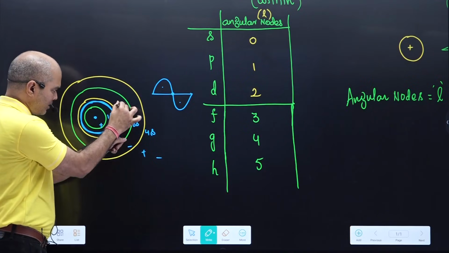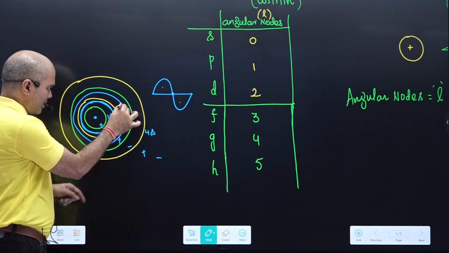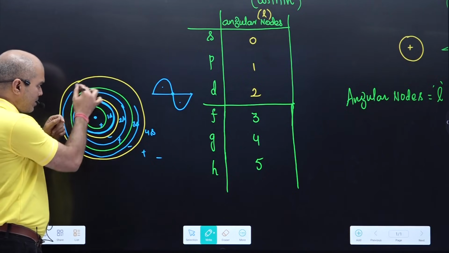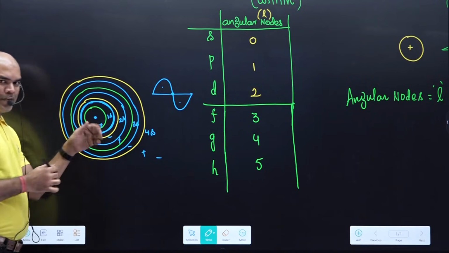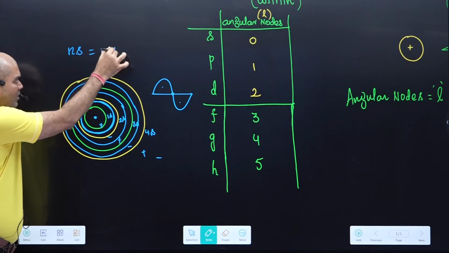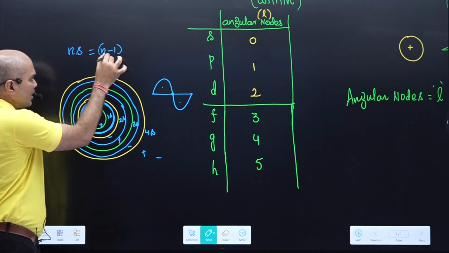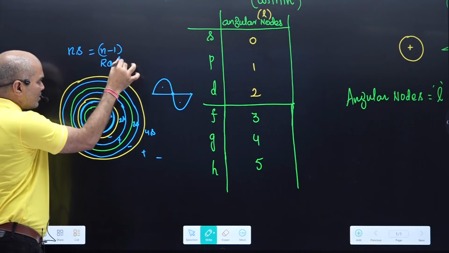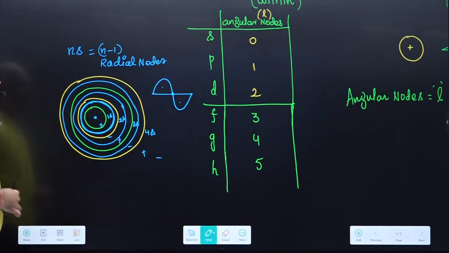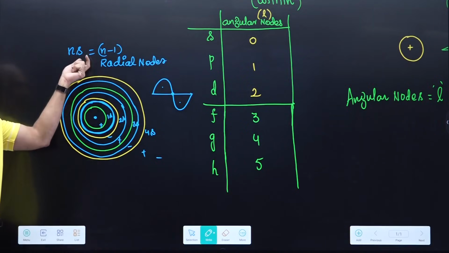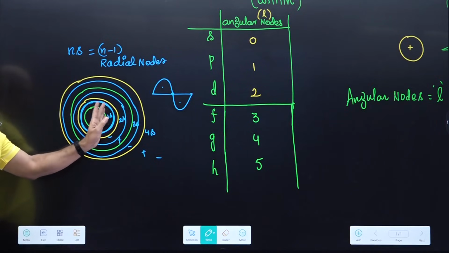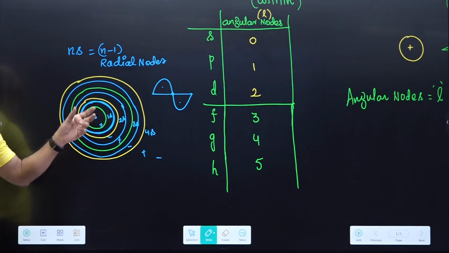If I ask for 3s, for 3s there is 1 and 2. For 4s, 1, 2 and 3. For ns, n minus 1. So for ns, n minus 1 radial nodes. Okay, you note this. You need not remember for each and every orbital, simply for ns, n minus 1. But remember, they will alternate always. 1s, 2s, 3s, 4s, wave function will alternate.